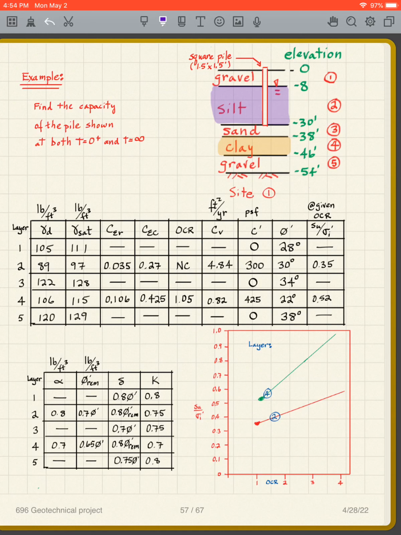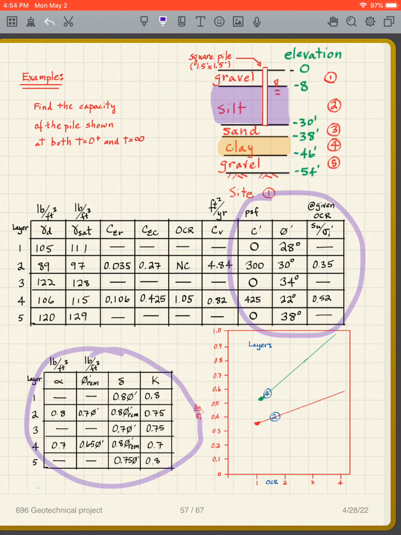That means that for this silt, I need to worry about drained and undrained strength in that material, whereas for the gravel and the sand, I don't, because we're only concerned about the drained strength in the gravel and the sand. So the properties of the soil that we're most concerned about are given in this section here. And we may or may not need to use this part.